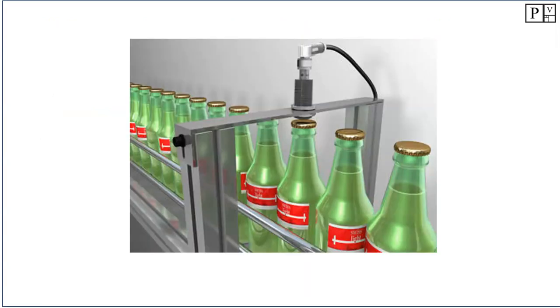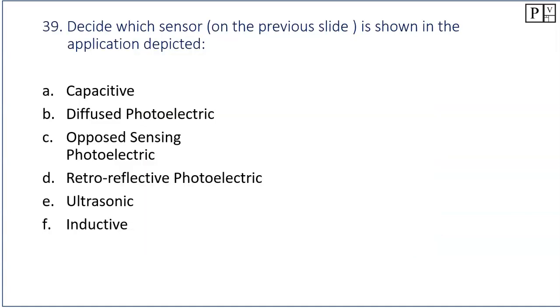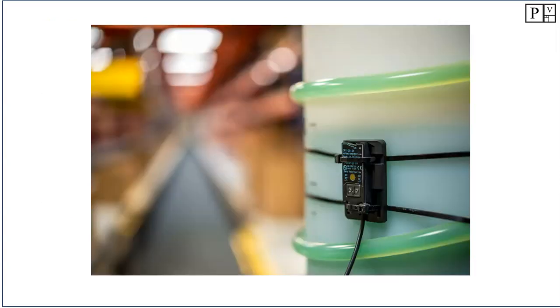Okay, let's take a look at this guy right here. So it looks like it's very close to the unit or the target that it's looking for. And it looks like it's looking for the presence of metal caps on the top here. So your choice for this guy, because it's so close, would be a capacitive or an inductive. And for this guy, we're looking for the presence of metal. So I would go with the inductive sensor. Okay, let's take a look at the next guy.